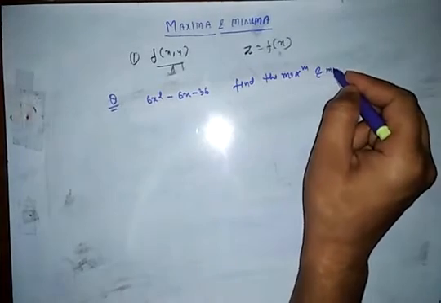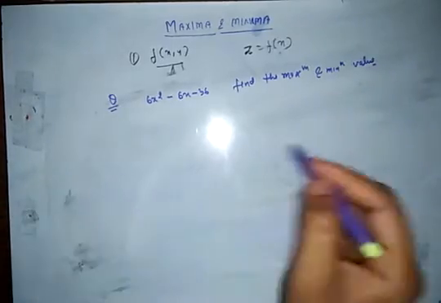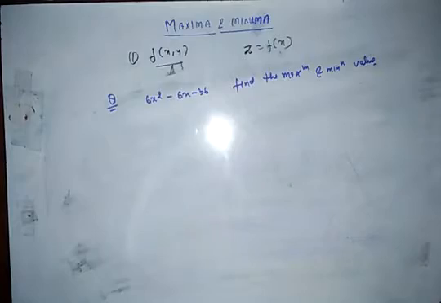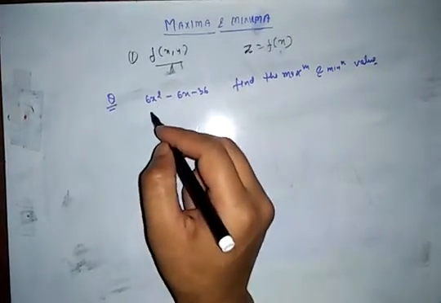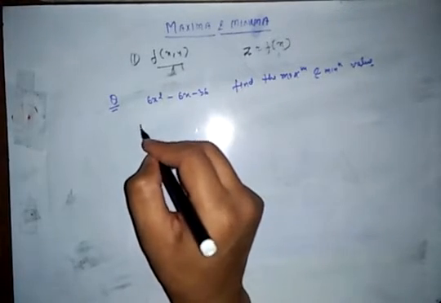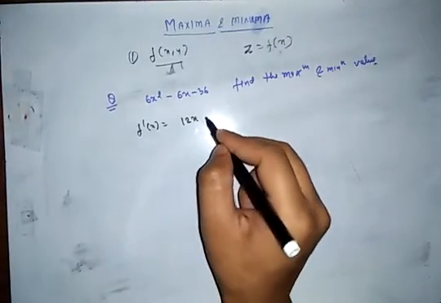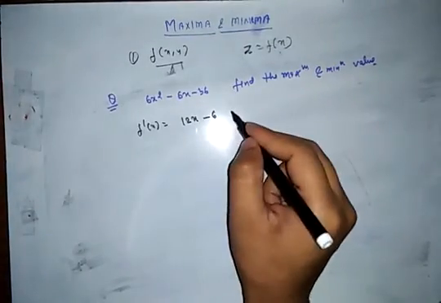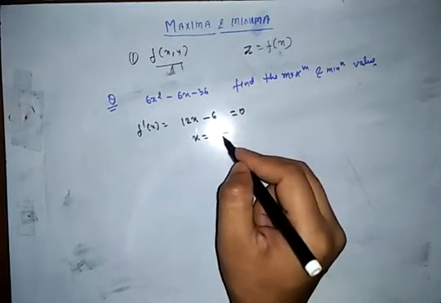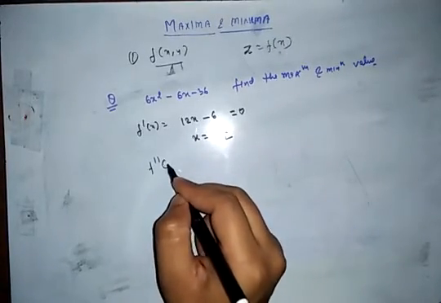Maximum and minimum value. To find the maximum and minimum value, we first have to find the maxima and minima, that is, the stationary points. For the stationary points, we differentiate first. Let's assume we differentiate: f dash x is 12x minus 6 equal to 0. Then x is nothing but 1 by 2. Then again we differentiate.